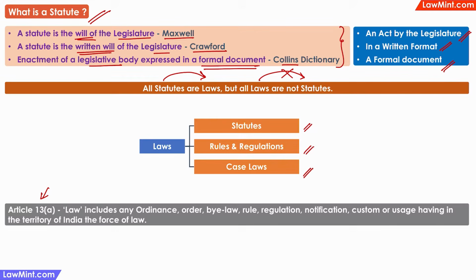Article 13A of the Constitution defines the term law as including any ordinance, order, bylaw, rule, regulation, notification, custom, or usage having in the territory of India the force of law. In this series, we are specifically discussing about the interpretation of statutes. So when I say law, it means a statute, unless I indicate otherwise.